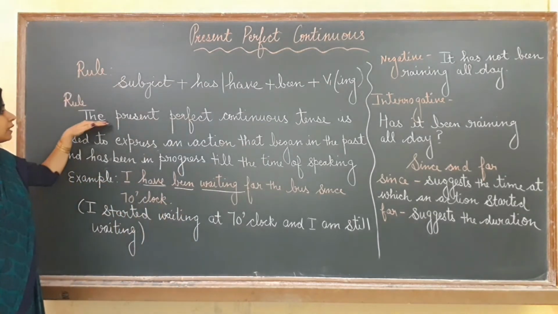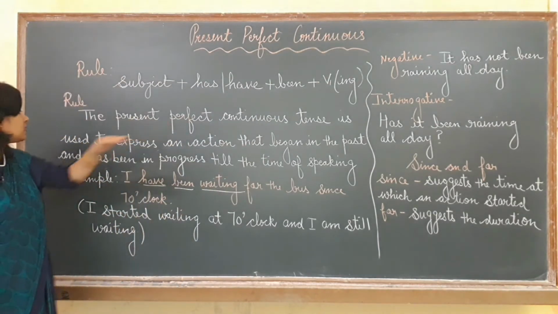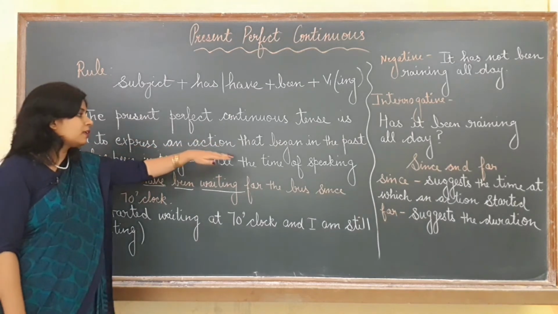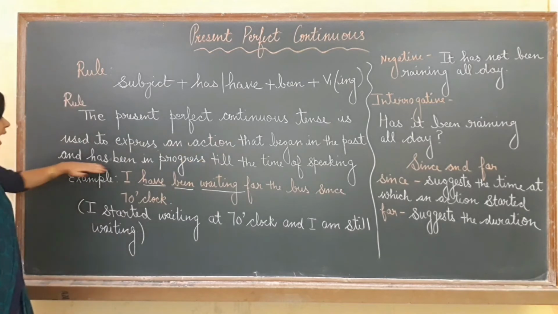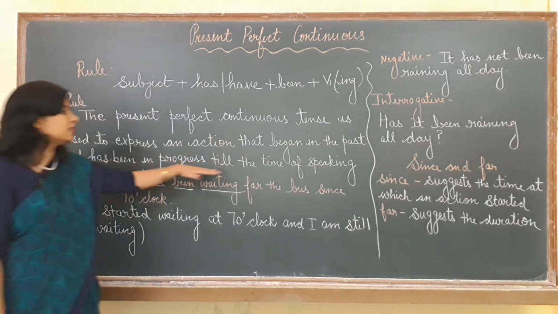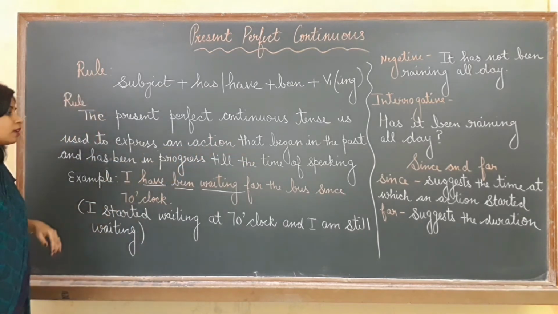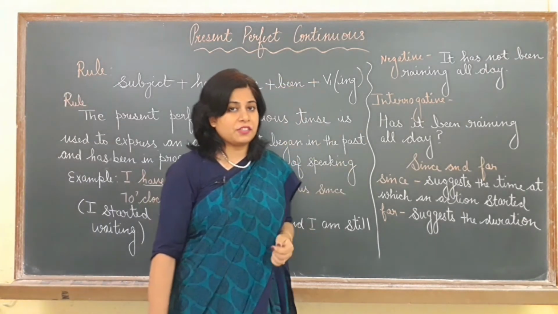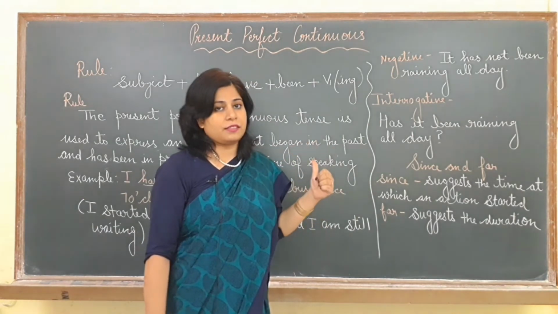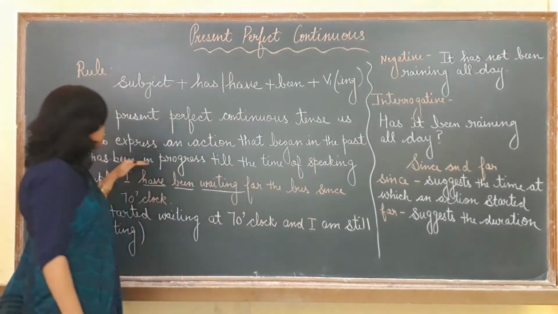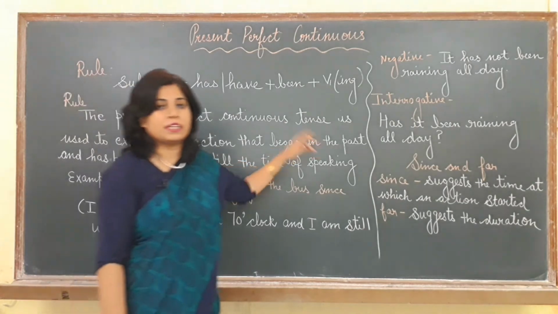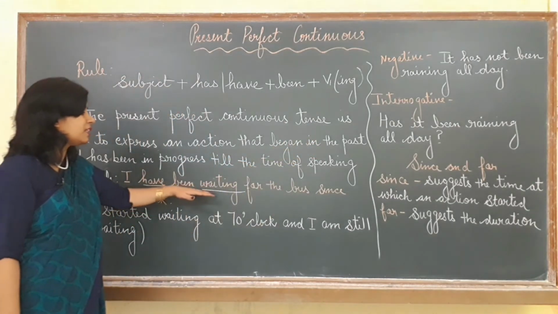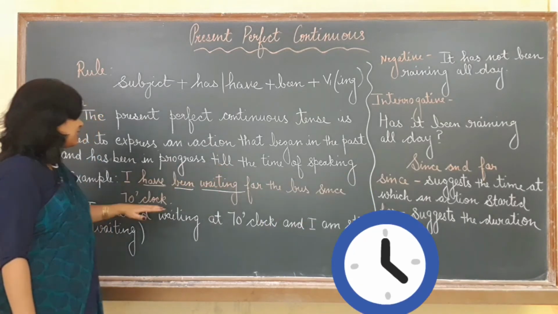Rule. The present perfect continuous tense is used to express an action that began in the past and has been in progress till the time of speaking. So, we use present perfect continuous tense to express an action which started in the past and is still in progress till the time of speaking. For example, I have been waiting for the bus since 7 o'clock.